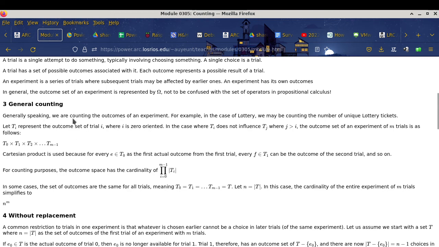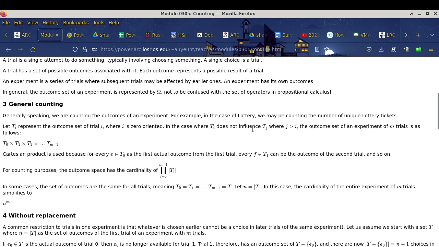So generally speaking, we are counting the outcomes of an experiment. This is important. We are looking at basically the cardinality of omega. We are looking at the number of items in the set of outcomes for the experiment. That is usually something that is important. There may be other things that are also important, but the cardinality of omega is almost always important. So in the case of lottery, we may be counting the number of unique lottery tickets. If T of i is representing the outcome set of trial i, so we have trial 0, trial 1, trial 2, trial 3, and so on.